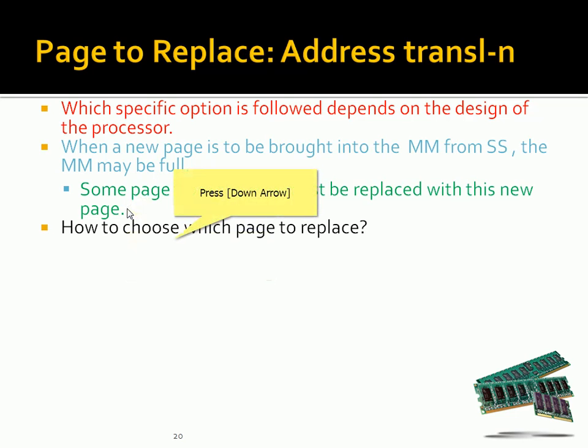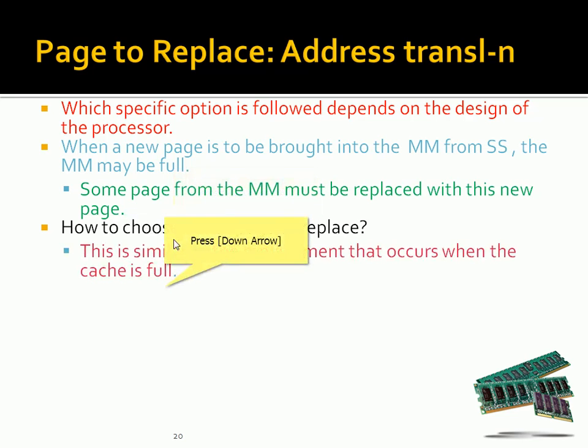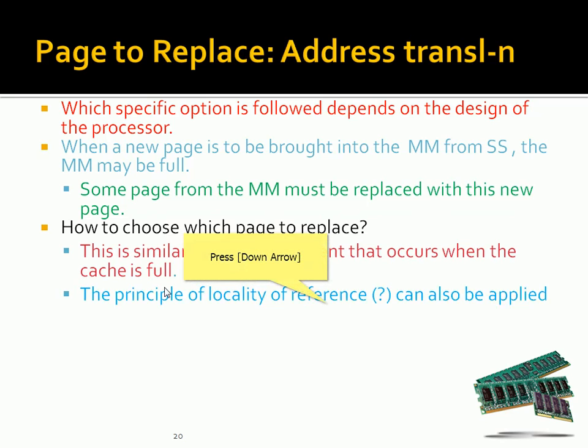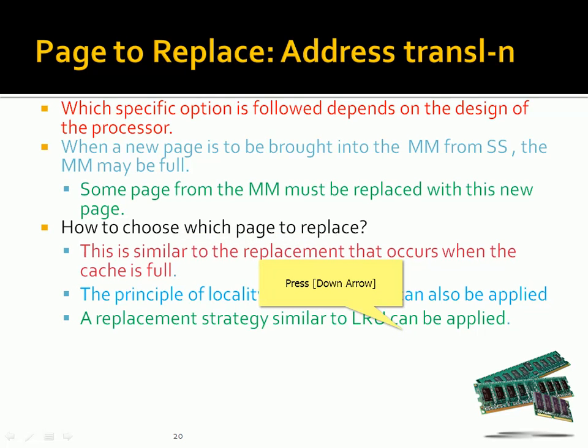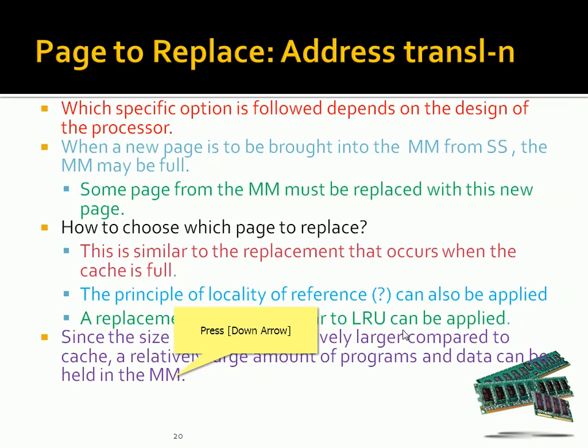How to choose which page to replace? This is similar to the replacement algorithm we discussed for the cache, the mapping algorithms. It may be first in first out, round robin, and so on. The principle of locality of reference can also be applied. The replacement strategy similar to least recently used can be used as one such mechanism, since the size of the main memory is relatively higher compared to the cache.